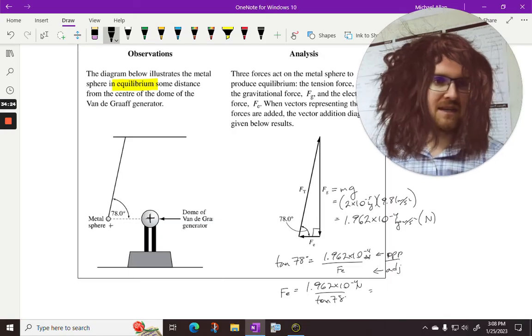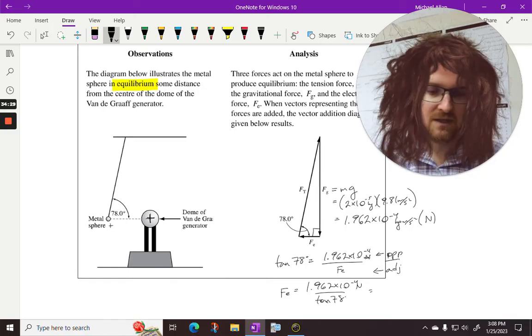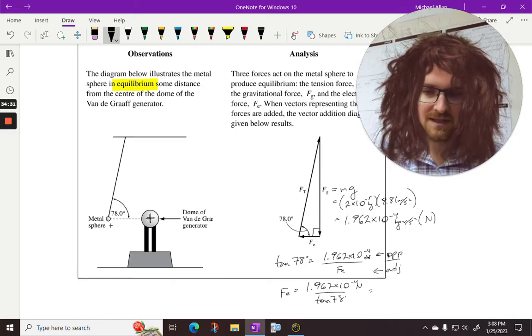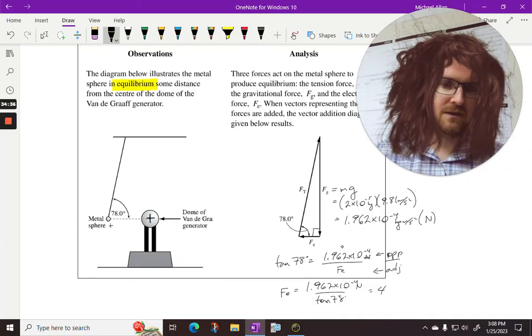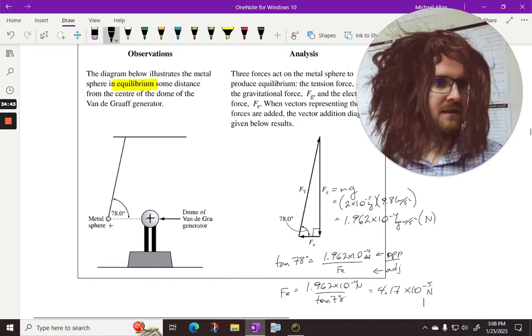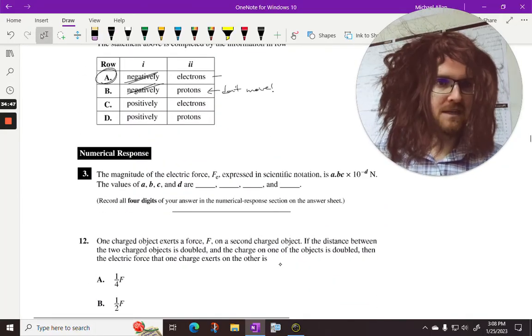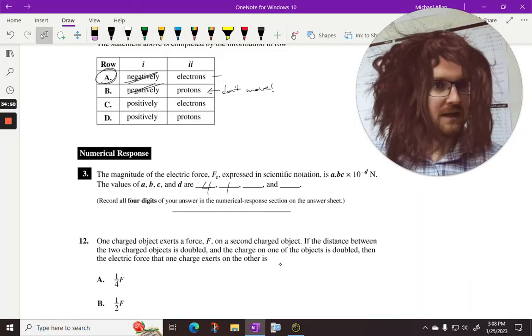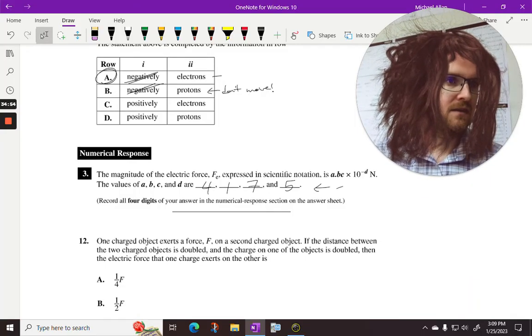Now your answer's got to make sense too. That FE is much smaller. So you got to make sure that when you do the math, your number also ends up being smaller. If you went the wrong way, you get something larger. 4.17 times 10 to the negative 5 newtons. Okay, so let's see. Oh, okay, so I just have to write the numbers in here. So we got 4.17 and then we got a 5. C above. Okay.